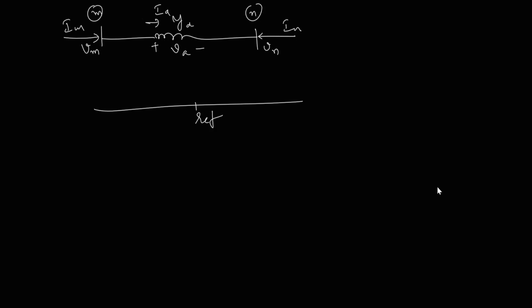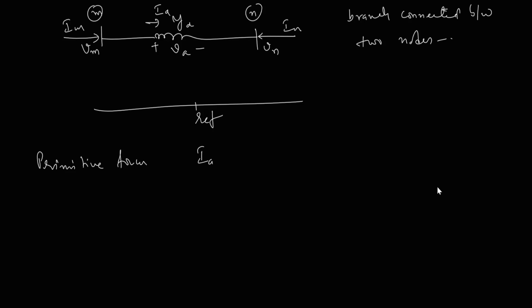Okay, now this is a branch connected between two nodes, right? Now under this condition, what is the primitive form? I use the same logic again. Primitive form is, what is that? Ia = Ya into Va. This is the primitive form. Let us assume that this is equation 1.